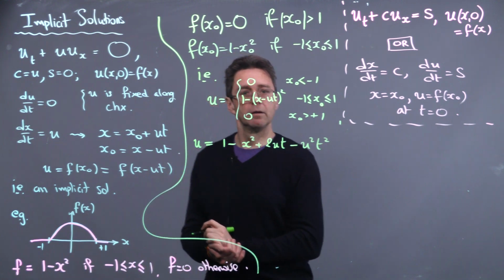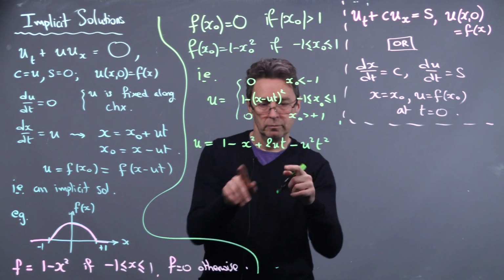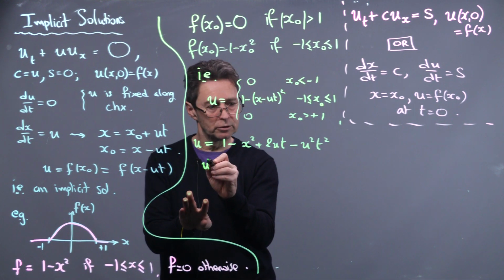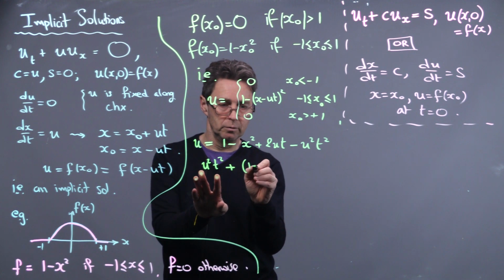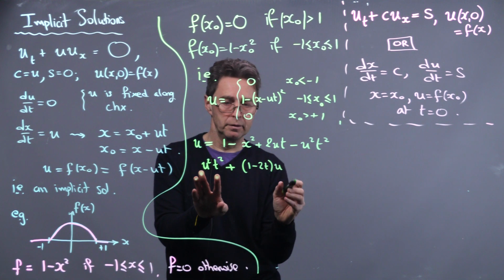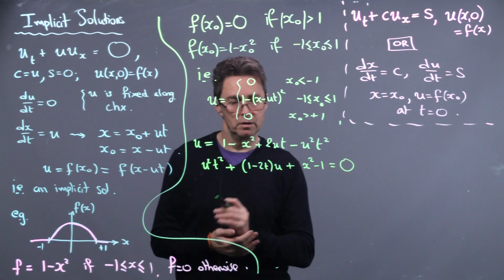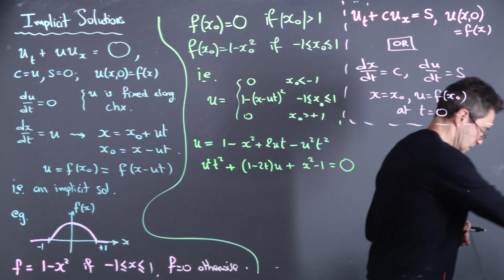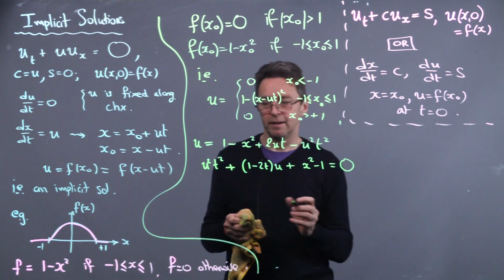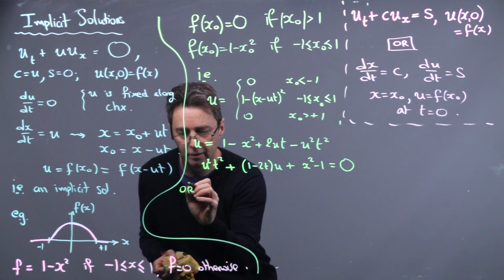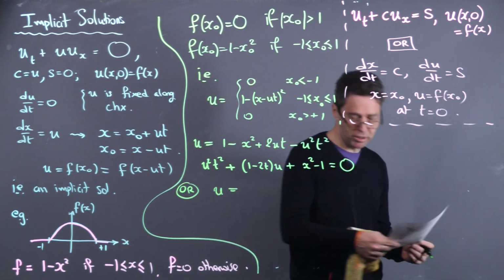That's expanding the square there. I'll put everything together. So that's u squared t squared plus 1 minus 2tu plus x squared minus 1 is 0. And I can solve that. And I'm just going to write the answer down in a convenient way, just to make it look as pretty as I can.